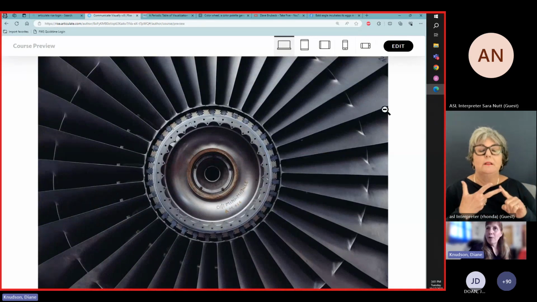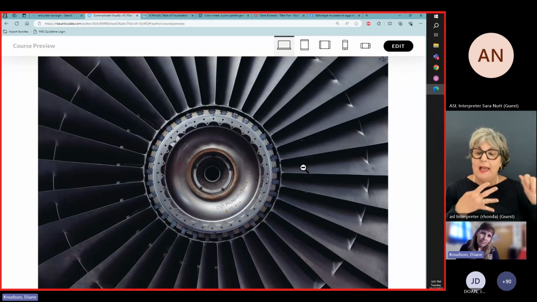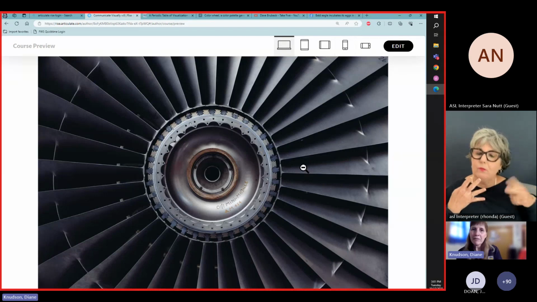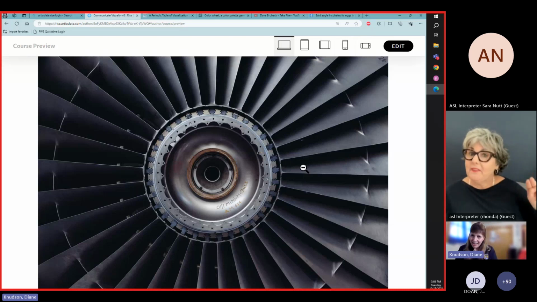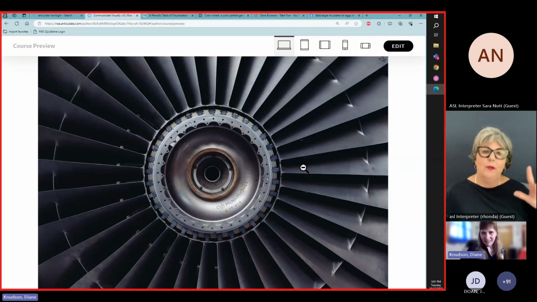Next, any ideas of what this is? This picture. You can either raise your hand or put it in the chat window for me. A fan? Close. An airplane fan, also close. A wheel, a turbine, yeah, this is a jet engine.